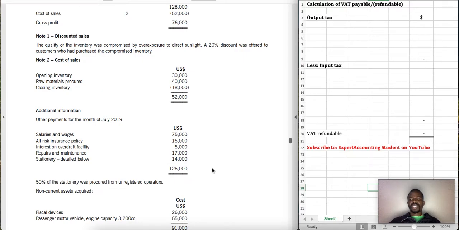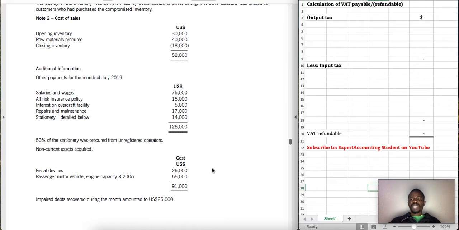Note 2, cost of sales. Opening inventory, raw material procured, closing inventory. Additional information. Other payments for the month of July 2019: salaries and wages, all risk insurance policy, interest on overdraft facility, repairs and maintenance, stationery detailed below. 50% of the stationery was procured from unregistered operators. Non-current assets acquired: fiscal devices, passenger motor vehicle, engine capacity 3,200 cc. Impaired debts recovered during the month amounted to 25,000.